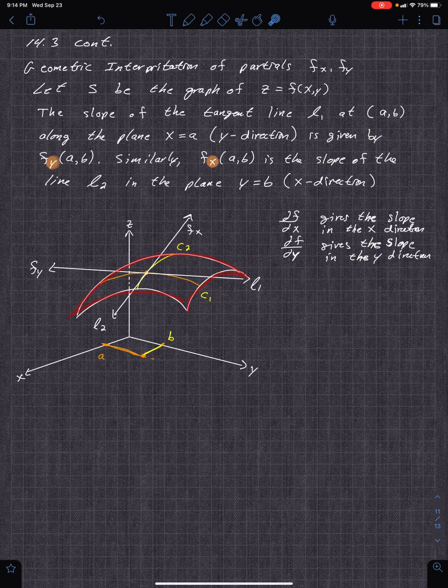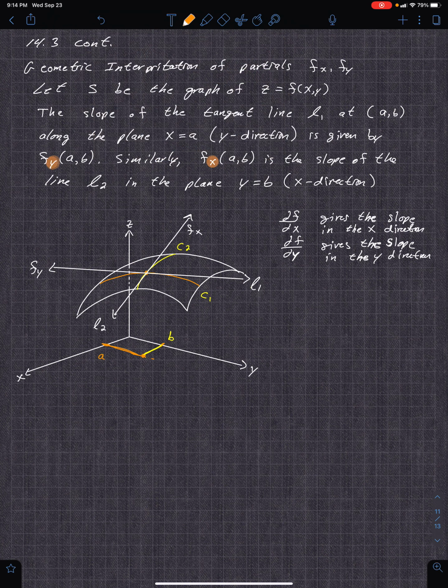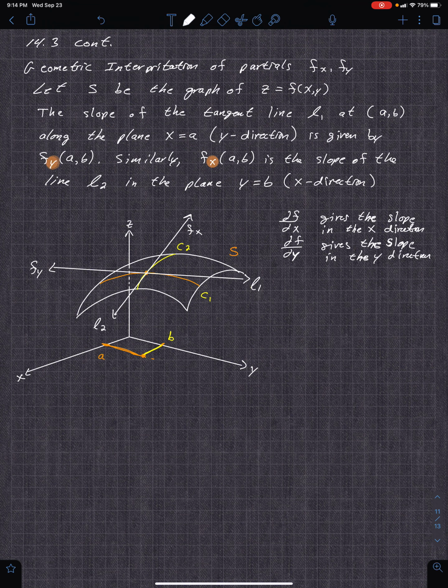And then we're going to look at, so that's what we're going to say, let S be the graph of z equal to f of x, y. So we will call that graph S, which I don't think I wrote that anywhere. Okay, so we'll call that graph S, and it's defined by f of x, y. Okay, then, let's write this down.